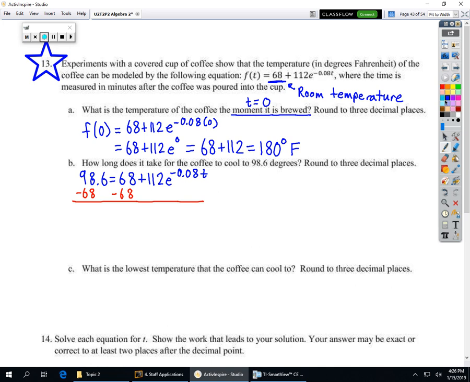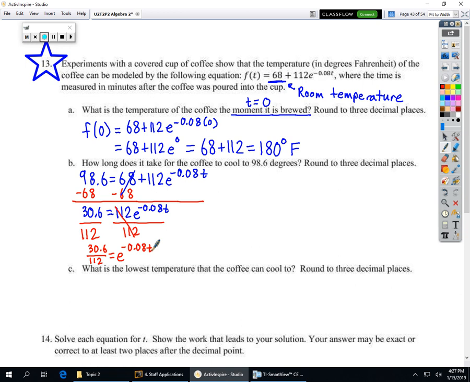98.6 minus 68 is 30.6. These cancel. 112 e to the negative 0.08 t. Next, I want to divide out the 112. Now, I could put this in the calculator. However, it's going to be a pretty long decimal. I don't really want to mess with it, so I'm going to leave this as a fraction right now. So, 30.6 over 112 equals e to the negative 0.08 t.